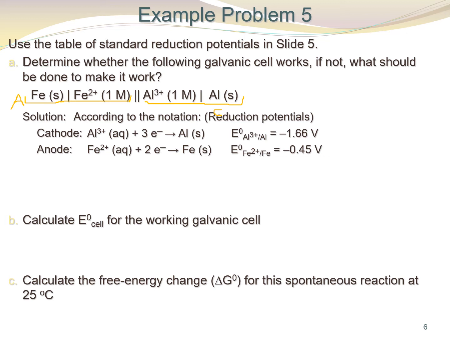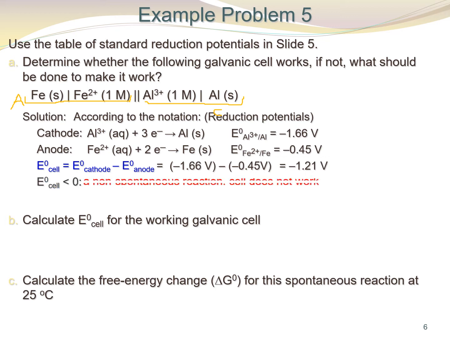All right, with both half reactions written as reductions, we understand the standard potential of the cell equals the standard potential of the cathode minus that of the anode. We wound up with negative 1.21 volt. Negative volt times negative n times F, negative times negative winds up positive, so the free energy change is positive. We understand we have a non-spontaneous process. This design of a cell does not work.